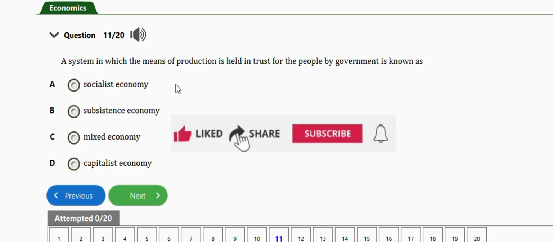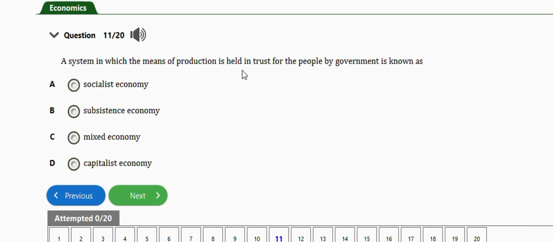Really appreciate this. So this question says a system in which the means of production is held in trust for the people by government is known as: socialist economy, subsistence economy, mixed economy, capitalist economy. The right answer is option A, which is socialist economy.